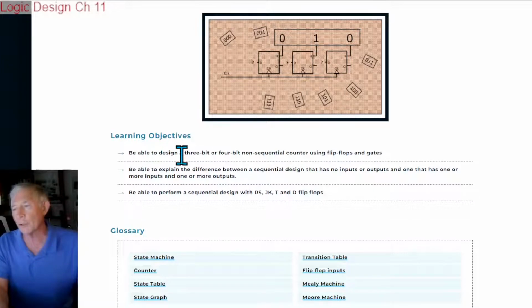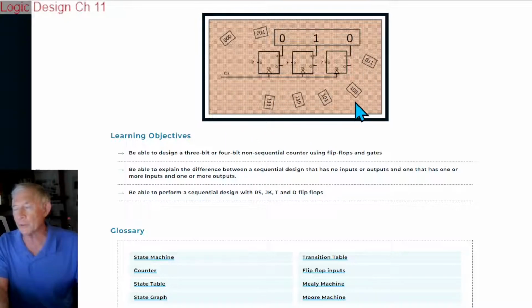I want you to be able to design a 3-bit or maybe even a 4-bit non-sequential counter. Now, this one, 0, 1, 2, 3, 4, 5, 6, 7, and back to 0 would be sequential. But we're going to do one where we're going to jump around. Maybe we'll do 3, 5, 7, 2, 0, or something like that. So that would be out of sequence, right? Instead of 0, 1, 2, 3, 4, 5, 6, 7, we would jump around.